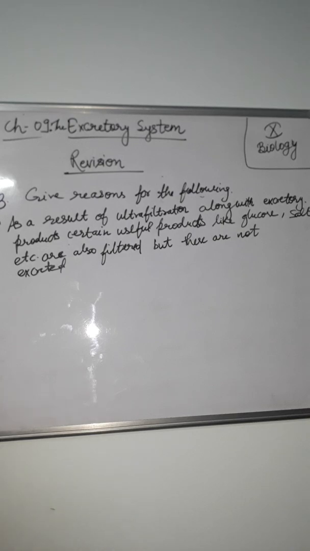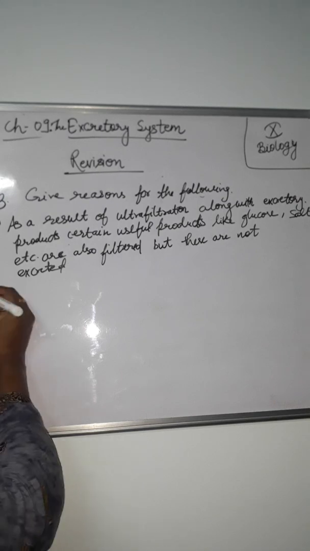Give a reason. Reason is glucose, salt in the glomerular filtrate are reabsorbed in the PCT, proximal part of the renal tubule. Okay. Means glucose and salt etc. in the glomerular filtrate are reabsorbed in the proximal part of the renal tubule is the answer.